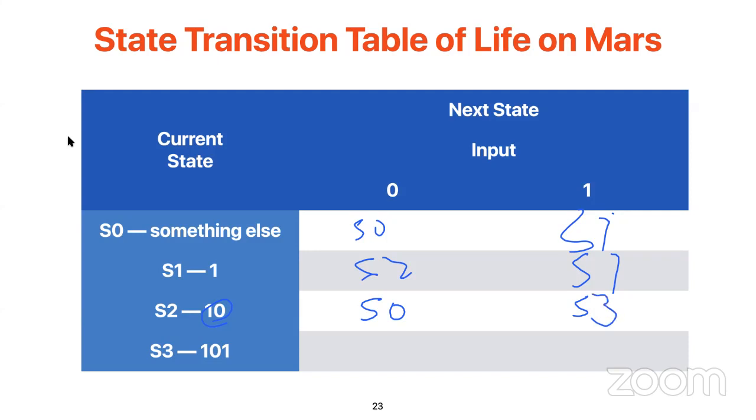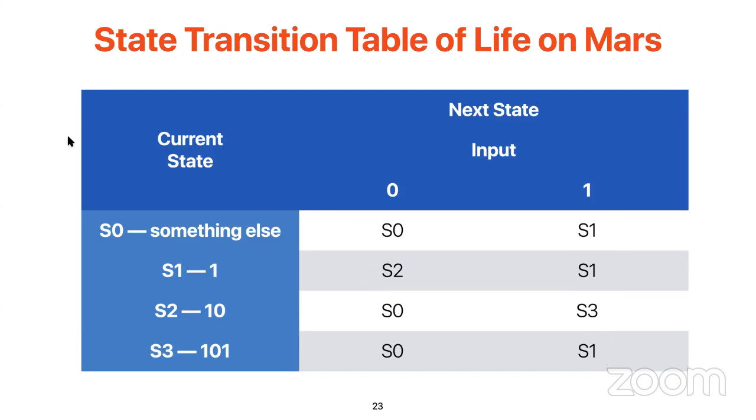And for S3, if you have 0, where are you going? You are going to S0 again. And if you have 1, where can you go? If you have another 1, you can go to S1, because it means that you have another 1 now. So this is the state transitions you will see. Through this, can we merge anything?